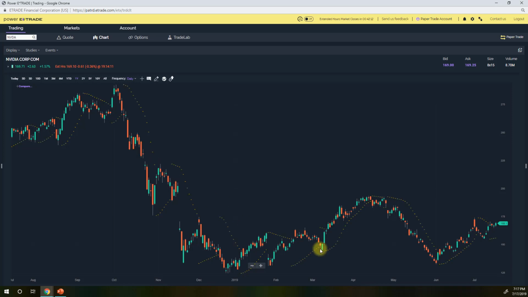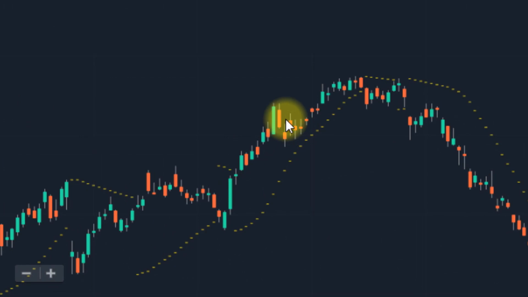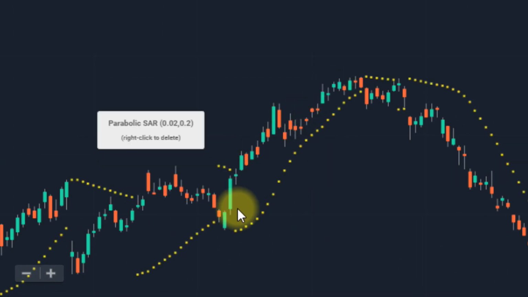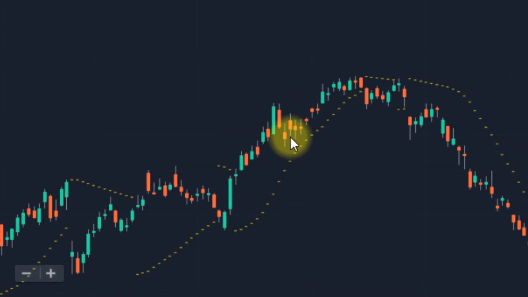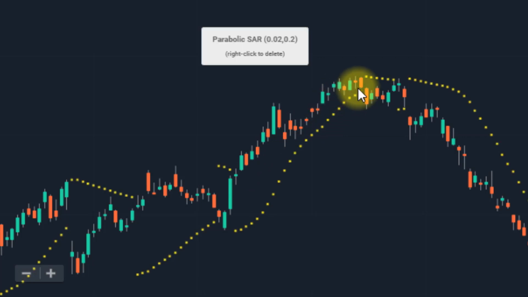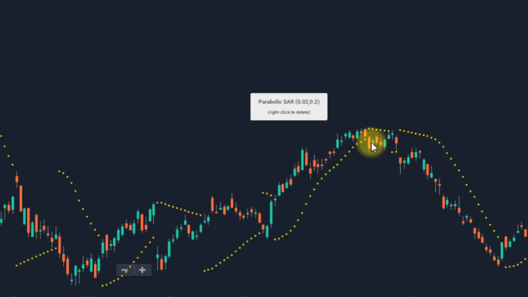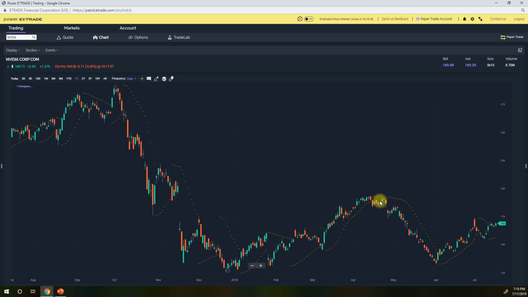Probably a little easier to see over here. If you take a look at this uptrend, you see how wide the gap is down here? And then as the trend continues, it starts getting closer. That is partly because of this acceleration factor. And as it gets closer, in a sense, it's becoming more likely that it's going to get tripped out. So in a way, this indicator almost acts like a trailing stop order. And here's what I mean by that.